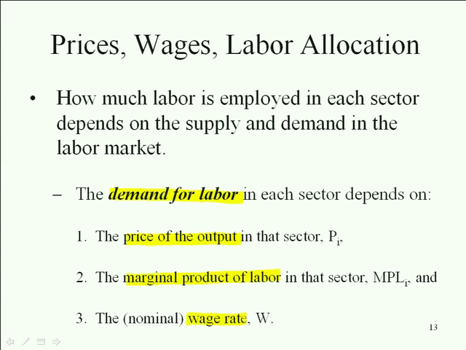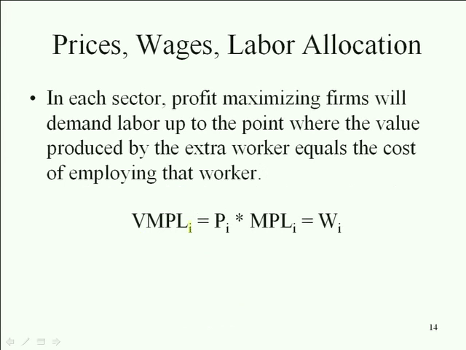Same thing is true in the food industry. The price of food times the marginal product of labor in the food industry gives us the value of the marginal product of labor. And the equilibrium condition for hiring workers then will be hire workers up to the point where the value of the marginal product of labor is equal to the nominal wage. So again, for each of the industries, this is our equilibrium condition for hiring. So we want to hire the number of workers where the value of their marginal product now equals the nominal wage.